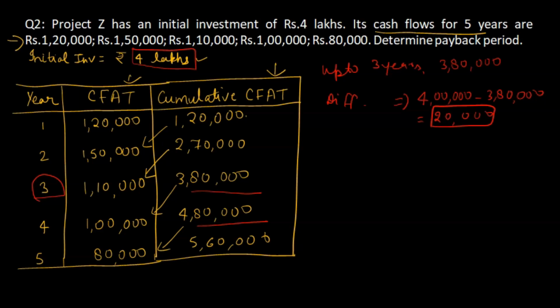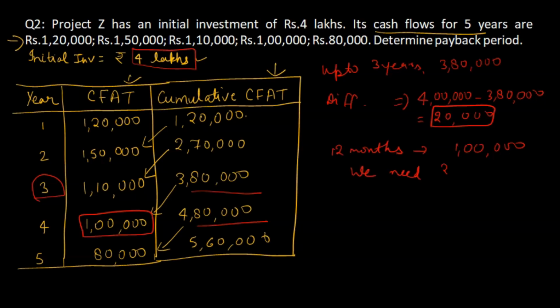So what we'll do here is, see, in the fourth year we are going to get 1 lakh in total, but we need only 20,000. Up to the third year we are taking the whole amount because it is 3,80,000, which is still less than 4 lakh. So in the fourth year we are going to receive 1 lakh in 12 months, but we need only 20,000 in the fourth year.